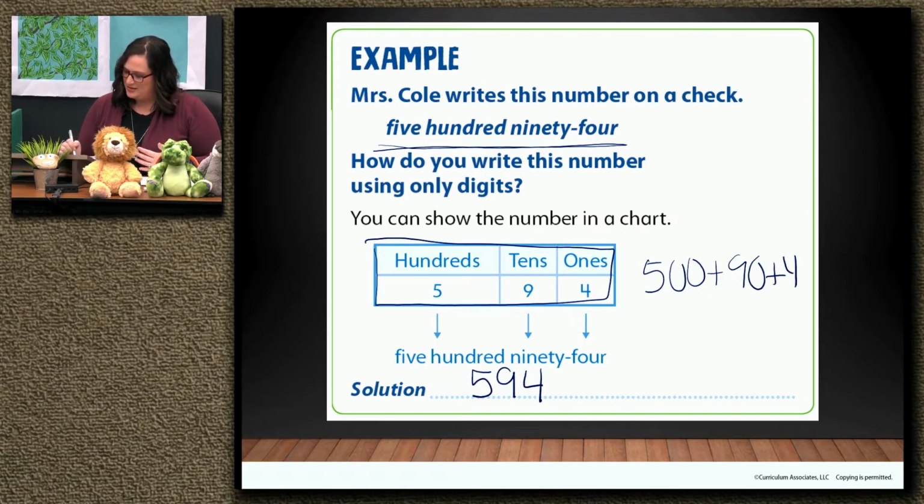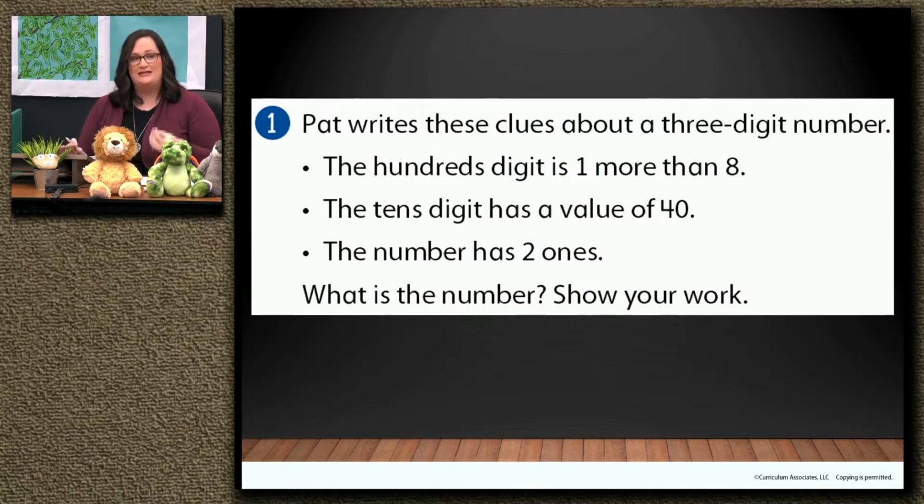All right, let's go on to the next slide. Pat writes these clues about a 3-digit number. So I'm going to read you the clues and I want you to get that 3-digit number written down. Okay? So now it looks like we're going to be using some place value clues. What strategy might we use if we're going to have place value clues? What do you think we might want to use to try to figure this out? And I'm actually going to, I have my pen, I can't click that. Never mind. I'll just do it small down here. If you said a place value chart, ding, ding, ding, awesome.